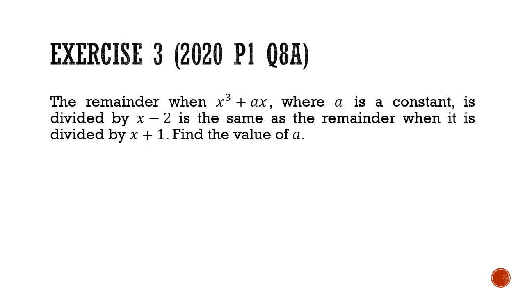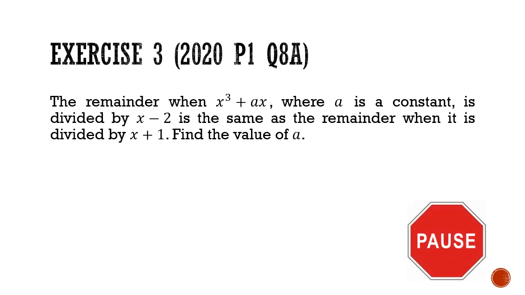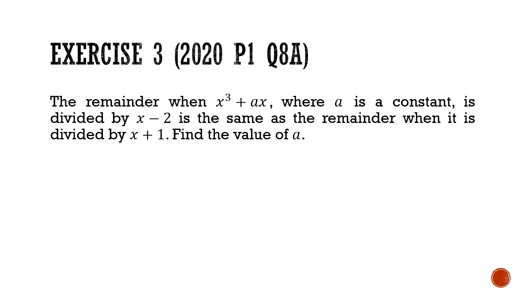So let's now apply this remainder theorem in exercise 3, taken from the O-Level 2020 paper 1, question 8a. This is the A-Maths paper. The remainder when x cubed plus ax, where a is some constant, is divided by x minus 2 is the same as the remainder when it is divided by x plus 1. Find the value of a. Pause the video here and give this question a good try. Let's go through the answer.